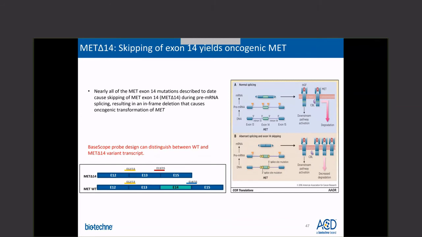With the BaseScope assay, probes designed to span specific exon junctions can identify the wild type and delta 14 MET transcripts. A probe designed against exon junction 12 to 13 will recognize both the wild type and variant transcripts. A probe designed against exon junction 14-15 will only recognize the wild type transcript, while a probe designed against exon junction 13 to 15 will only recognize the mutant transcript.